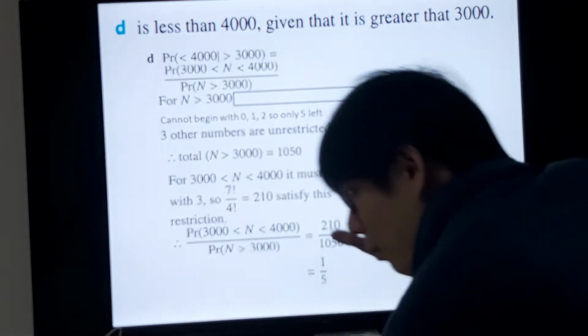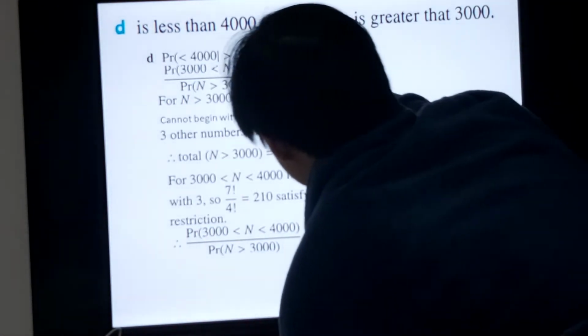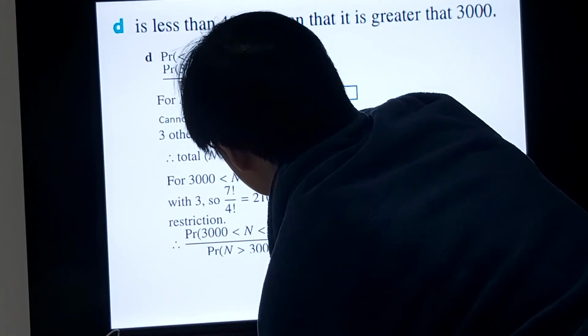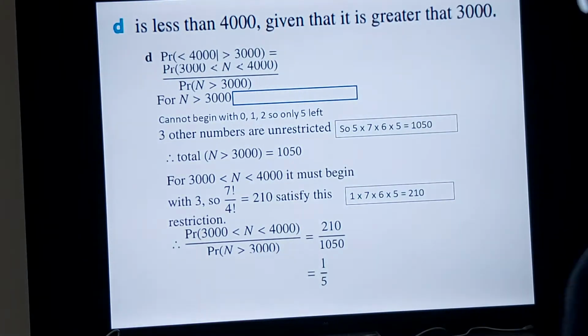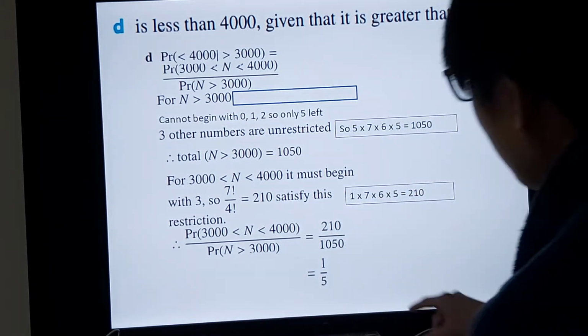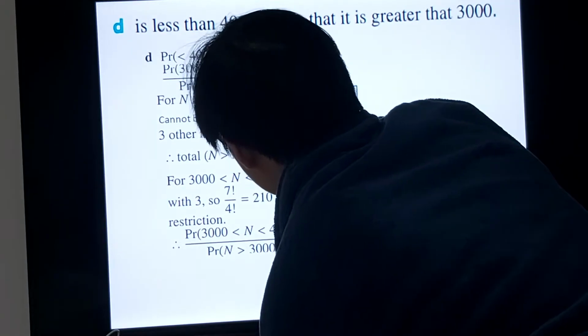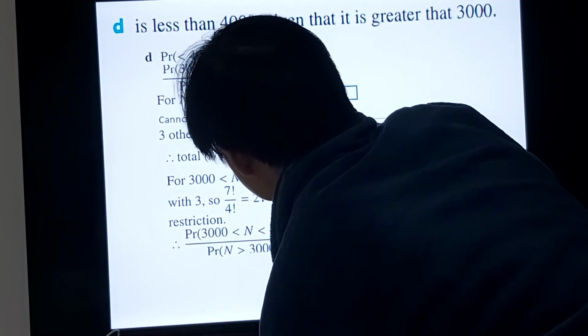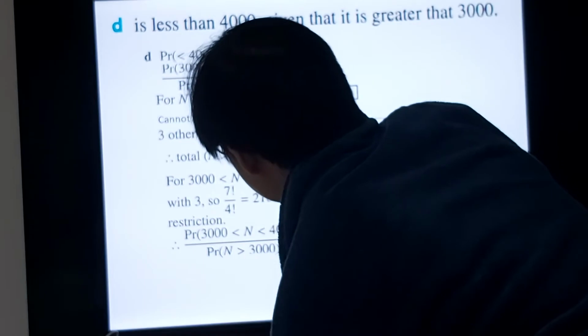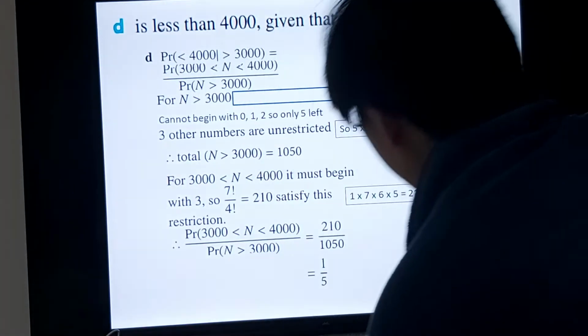According to the formula that you have learned so far, it equals the probability of this number being bigger than 3,000 and smaller than 4,000, bigger than 3,000 and smaller than 4,000. So it is an intersect, divided by the probability that it is greater than 3,000.